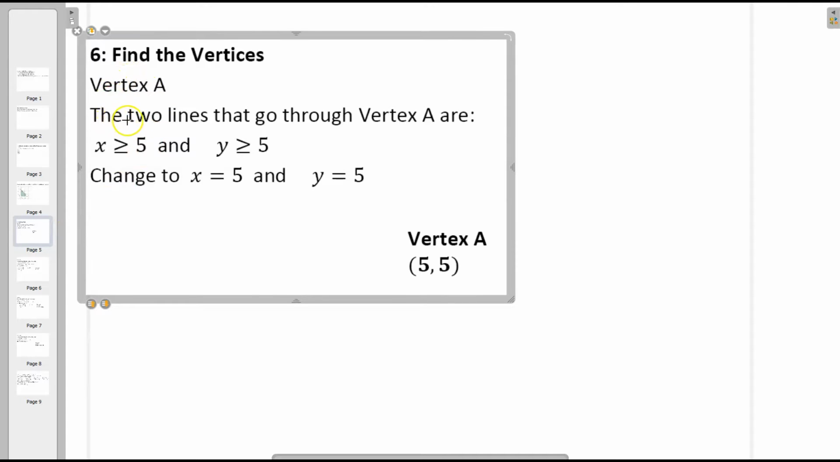So for vertex A, the two lines that go through vertex A are X greater than or equal to 5 and Y greater than or equal to 5. We change those to equalities, X equals 5 and Y equals 5, and we don't need to do anything more. It's given us that X is 5 and Y is 5, so that's our vertex.